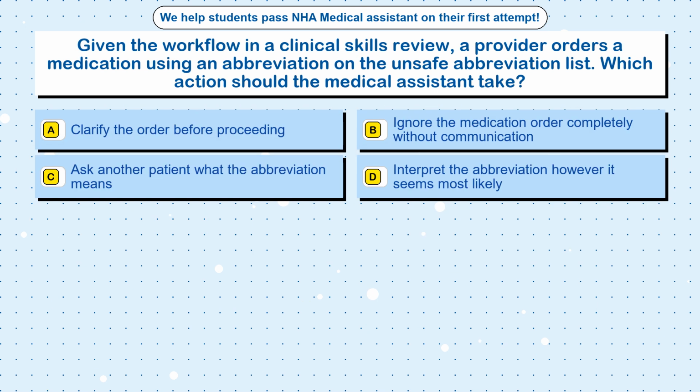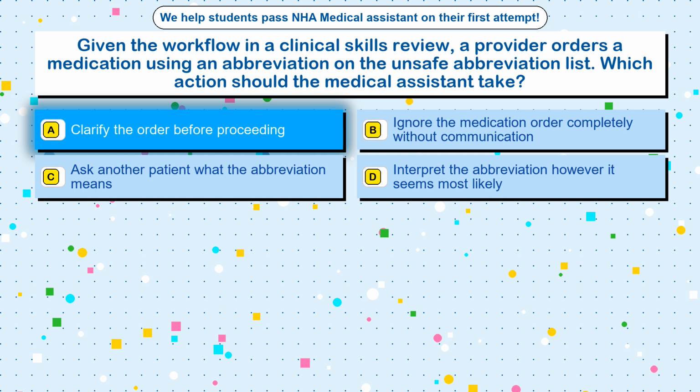Question 21. Given the workflow in a clinical skills review, a provider orders a medication using an abbreviation on the unsafe abbreviation list. Which action should the medical assistant take? Option A. Clarify the order before proceeding. Option B. Ignore the medication order completely without communication. Option C. Ask another patient what the abbreviation means. Option D. Interpret the abbreviation however it seems most likely.